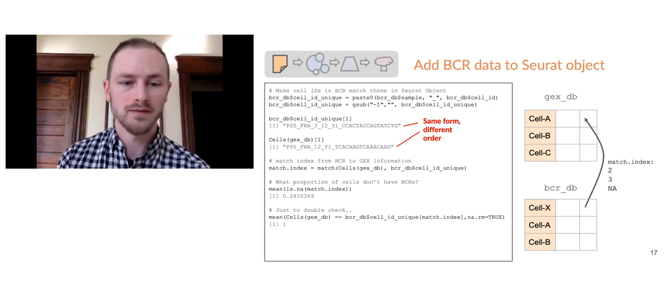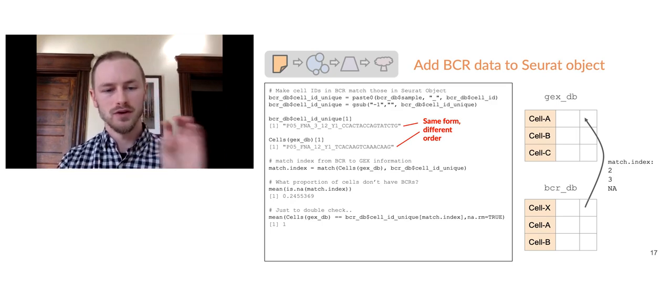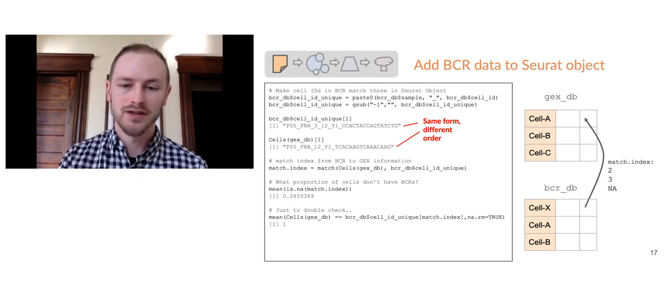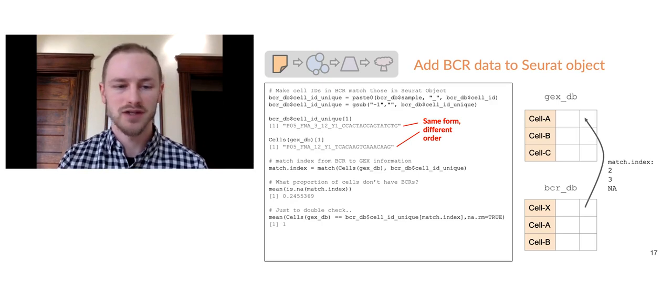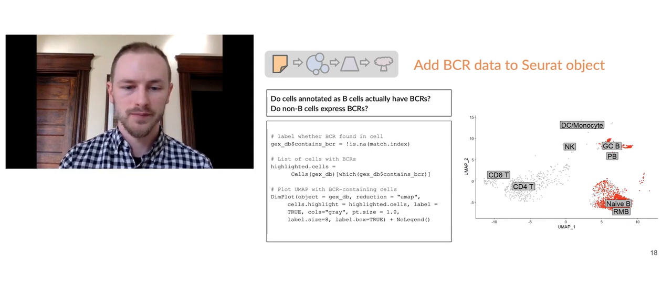And also, if you're paranoid about these sorts of things like I am, you can check just to make sure that the cell IDs in your BCR database all match to your gene expression database using the match indices. And we can see here they do. So everything looks good there.